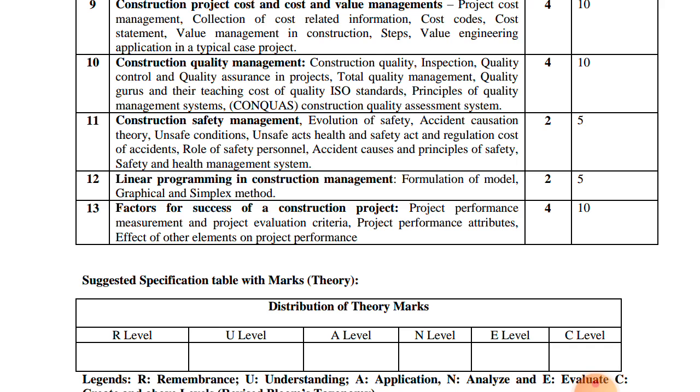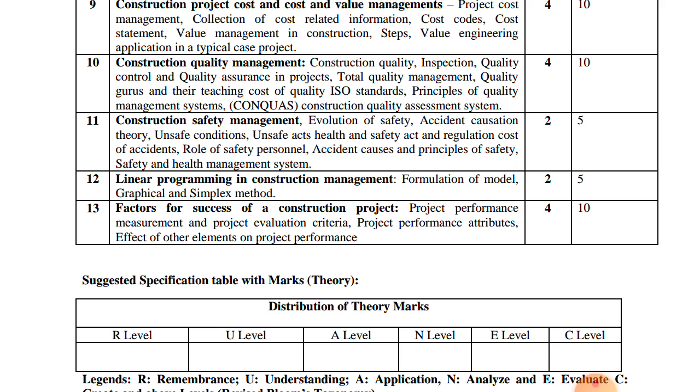Chapter number 13 is factors for success of a construction project. In this chapter we discuss the different factors which affect the completion or success of a project: project performance measurement, project evaluation criteria, project performance attributes, and the effect of other implements on project performance. In this chapter GTU asks two questions: one of 4 marks and a second of 7 marks in the GTU examination.